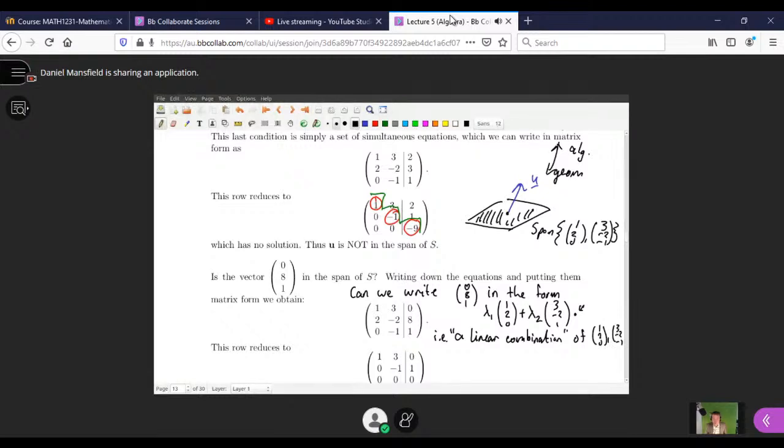3, -2, -1. It's a -1. Yep. The plane is the span of two vectors. So if it's not on the plane, then it's not in the span. Yes. Thank you, Kai.